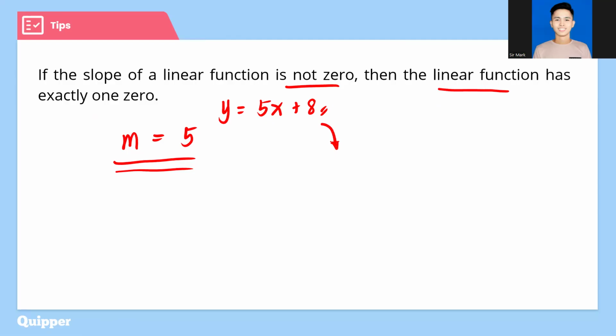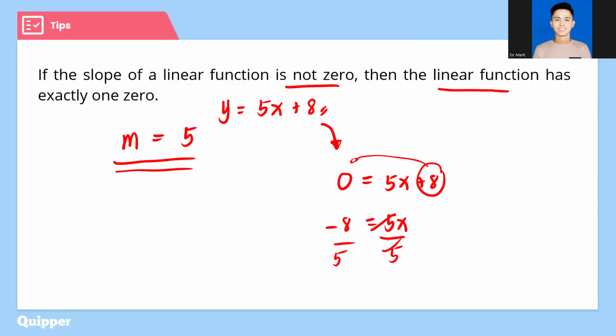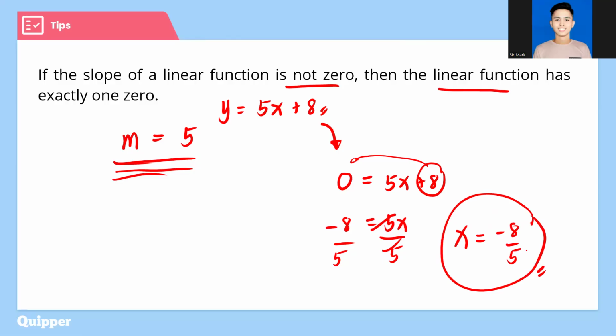If you want to check if this is true, equate y to 0, 5x plus 8. So transpose. You can either transpose 5x or positive 8. It's up to you. So for example, you want to transpose the constant term. So we'll have 5x on the right side. The constant term will become negative 8. Divide both sides by 5. So we have here x equals negative 8 over 5. So the slope is not 0. There is exactly 1 zero for the function.